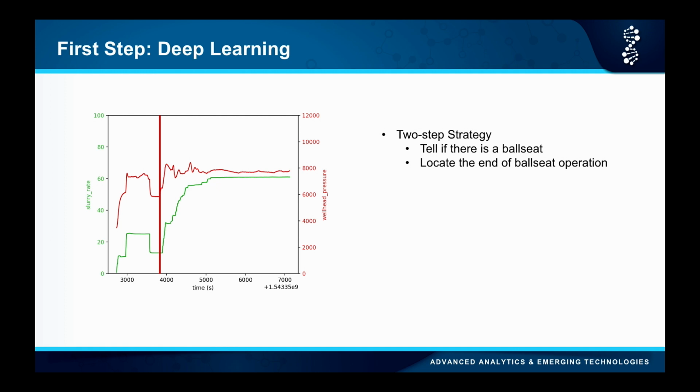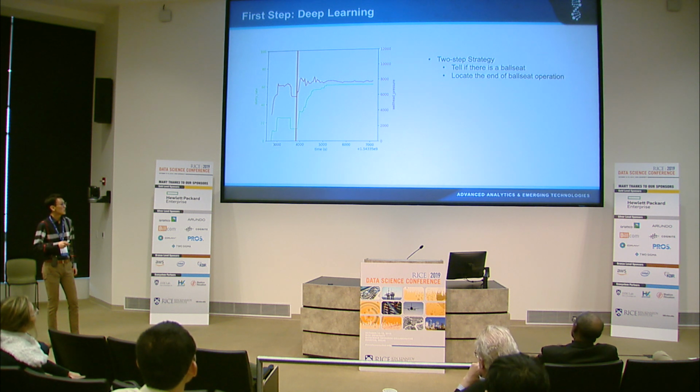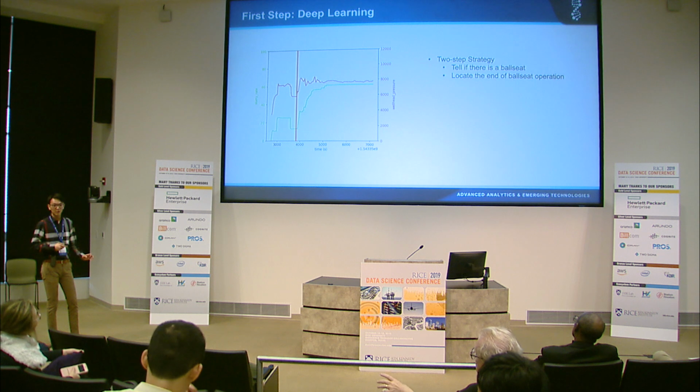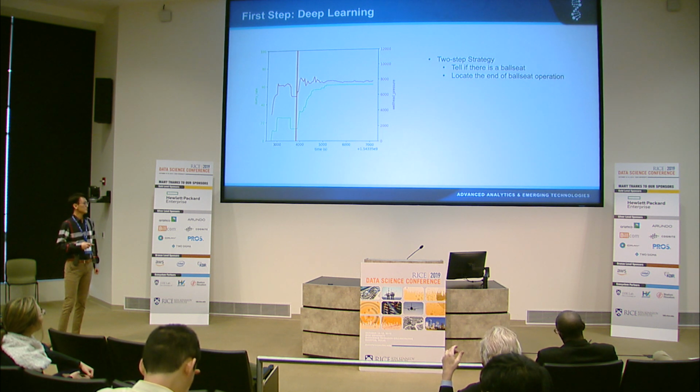In order to achieve the goal, we come up with a two-step strategy. In the first step, we are going to let the computer tell if there is a Bosset event or not, and this step is achieved by the image segmentation technique. After that, the second step is to surgically locate the end of the Bosset event by the information provided in the first step, as well as some numerical rules.